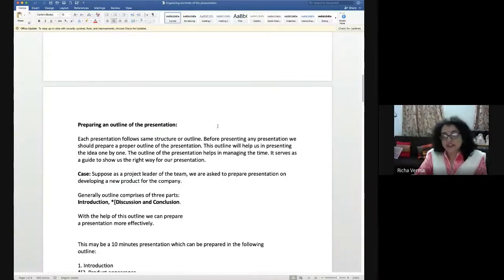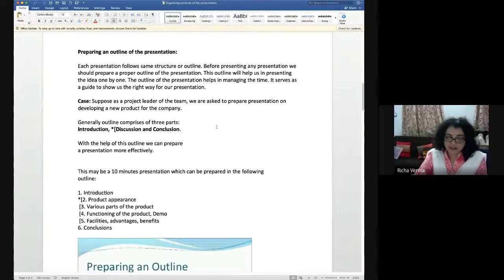Now we come to the preparing of an outline. You have collected the information, you have organized a framework, you have made a layout, and you also have the supporting documents, and you have made a nice framework of your presentation. But when you are preparing to deliver that presentation, what are the things which are necessary?